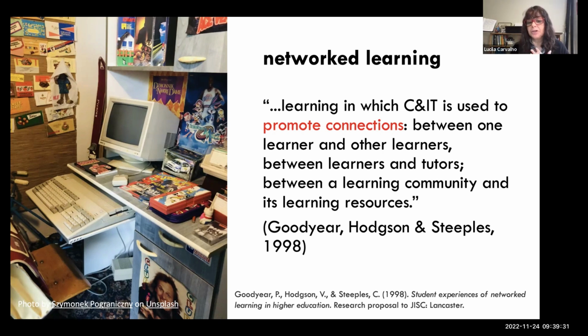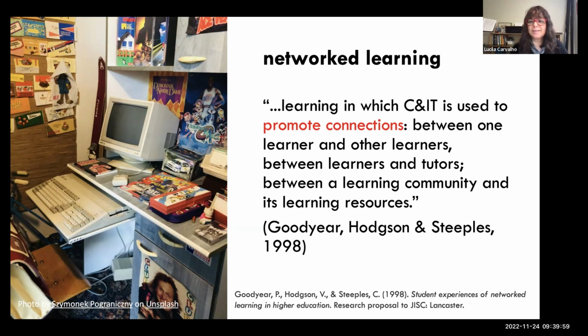And this has been the definition that is the most used in terms of research out there. And it talks about the use of technologies to promote connections. So connections being a strong word in the definition, but also that the connections are between the learners and other learners, the learners and the teachers, and between the learning community and its learning resources.